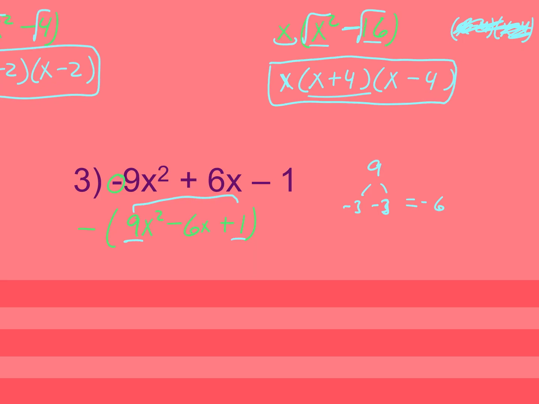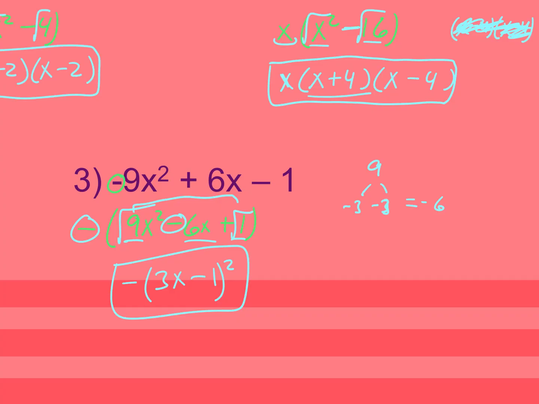This is actually a perfect square trinomial. We can square root the first, square root the last. So this is going to become 3x and a 1. And if you multiply 3x and 1, I get 3x, and when I double it, I do get 6x. And there's a minus in between, so it's going to be 3x minus 1 squared. And then don't forget about the minus out front.